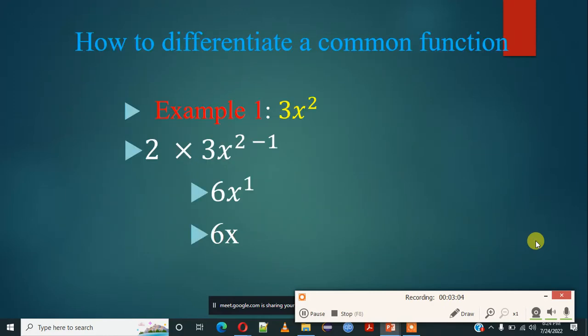Therefore, just as a recap, we are going to see how to differentiate just a common function. For example, in our case, we have 3x squared. In order to differentiate this, we take the exponent, that is 2, and multiply it by 3x, and then from the 2, we subtract 1. That will give us 6x power 1, and as you know, x power 1 is the same as x, so the answer will be 6x.